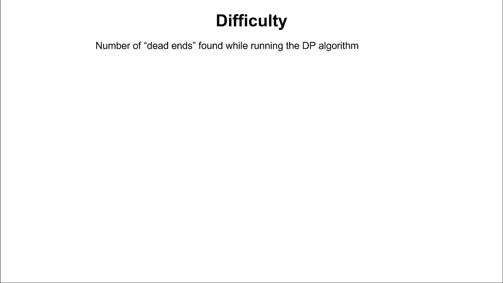Beyond just the number of satisfiable expressions, we also look at the difficulty of these expressions. Remember that in the algorithm, there are going to be dead ends found. Essentially, whenever we find a variable that doesn't work, we have to backtrack and try something else. This is what I'll call a dead end, or a new branch.